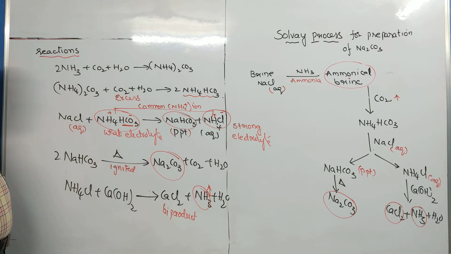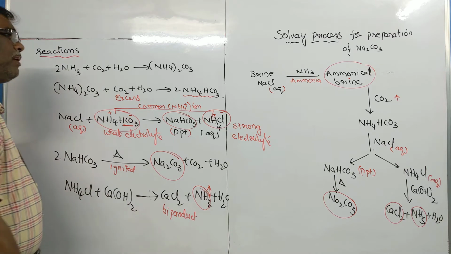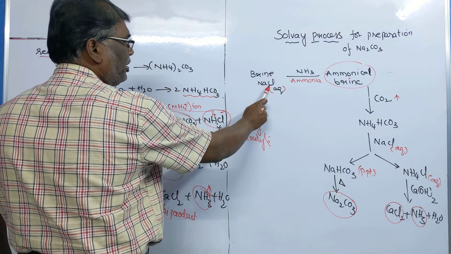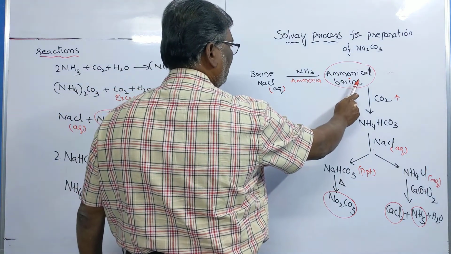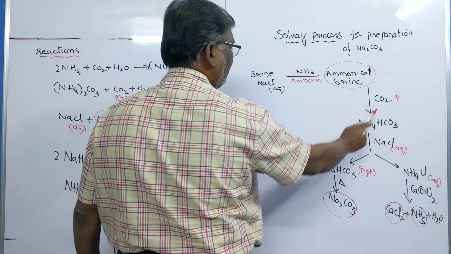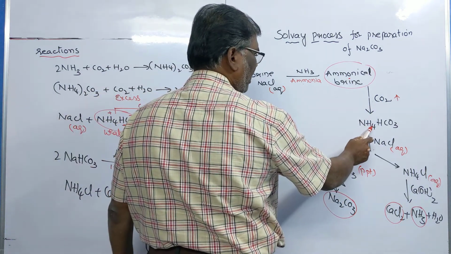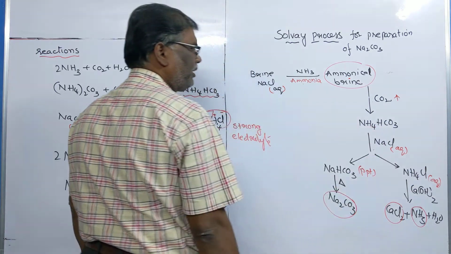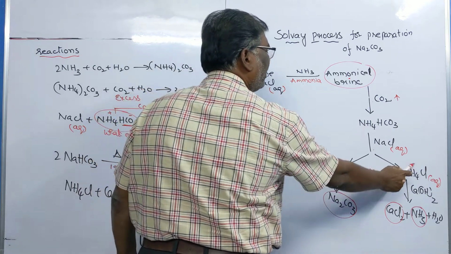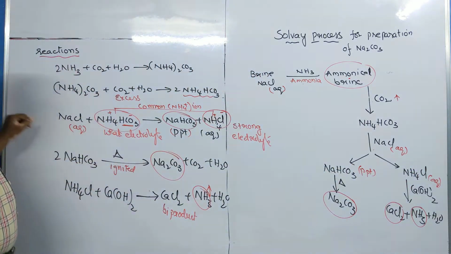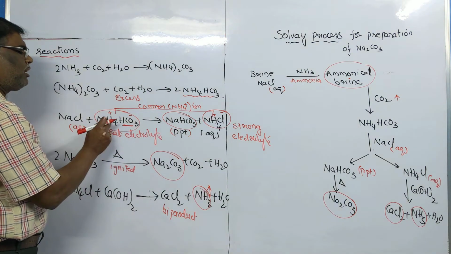Now tell me, what is the principle involved in this process? The principle involved in this process is the common ion effect. I will explain the process once again. The brine solution is taken, saturated with ammonia to get ammoniacal brine, followed by filtration and passing CO2. Reactions take place to form ammonium hydrogen carbonate, which reacts with NaCl to form a water insoluble solid and ammonium chloride. The water insoluble solid is formed because of the common ion effect.